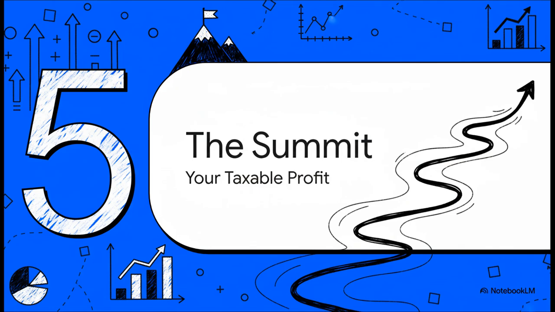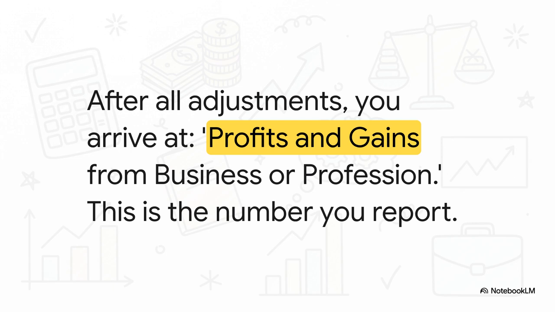We've done the adding. We've done the subtracting. After all these twists and turns, we have finally reached the top of the mountain, the summit. We are just about to land on the single most important number for your business's tax return. And there it is. That's the official name for it: profits and gains from business or profession. This isn't just a number from your accounting software anymore. This is the legally defined taxable income from what you do. This is the number that matters.